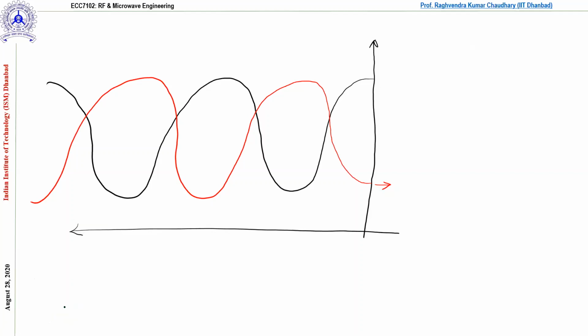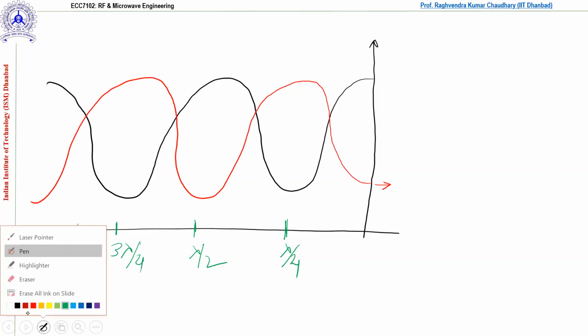So, this is what? This is lambda by 4. Fine. This is lambda by 2. This is 3 lambda by 4, like that. Correct. It will go on.